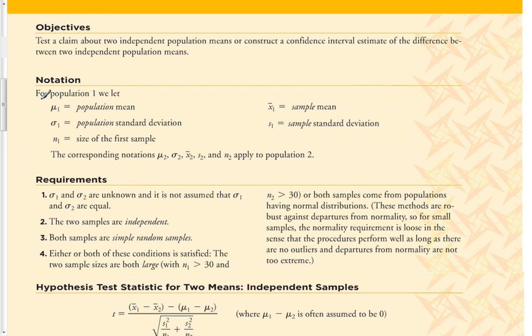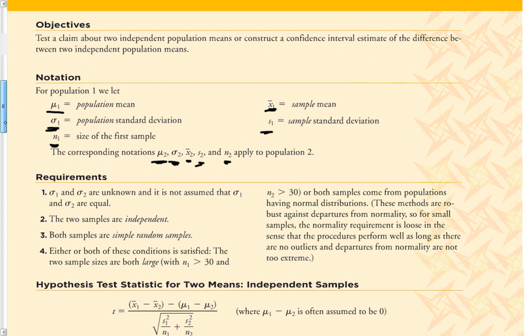These are some notations. For population 1, we have mu1, the mean from population 1, and the corresponding mean from population 2 being mu2. We have sigma 1, the population standard deviation for population 1, and sigma 2, the population standard deviation from population 2. We have N1, the sample size for the sample from the first population, and N2, the sample size from the second population. We have X bar 1, the sample mean of the first population, and X bar 2, the sample mean of the second population. We have S1, the sample standard deviation for the first population, and S2, the sample standard deviation for the second population. So the subscript tells you what population we're looking at.